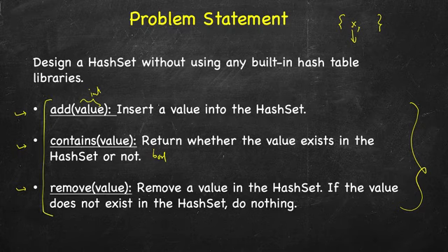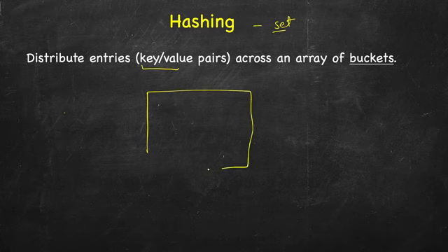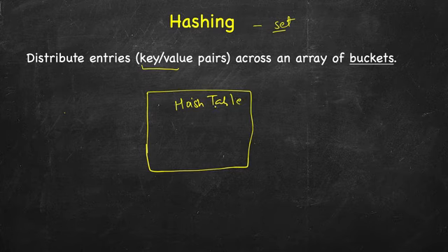So first let's see what is hashing. The purpose of hashing is to distribute keys or entries across an array of buckets. So this is hashing in general. In this case, we are talking about just hash set and not hash map, but the underlying concept remains same. Only thing is that here we don't associate a value with a key. So here we will have just key or value, whatever you want to call it. So in essence, you have a hash set. You can think of it as a system, or you can call it hash table, hash map, or in this case hash set.